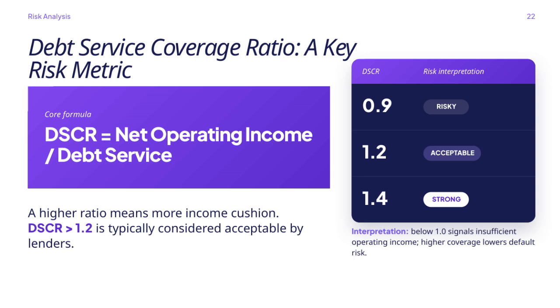To put it simply, if the DSCR is below 1.0, that's a red flag because it means the company's operating income isn't even enough to fully cover its debt. At 0.9, the risk level is high. When the ratio is around 1.2, it's acceptable, and a DSCR of 1.4 or higher is considered strong, signaling low default risk. In summary, monitoring this ratio helps assess financial health and risk exposure, with higher values reflecting a safer position in terms of debt repayment.